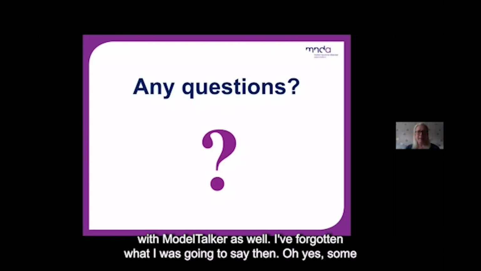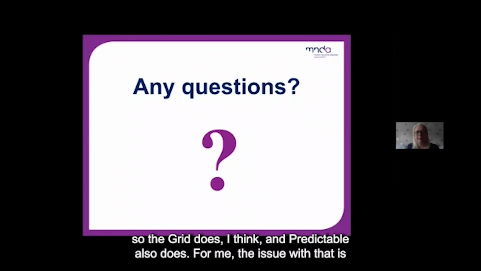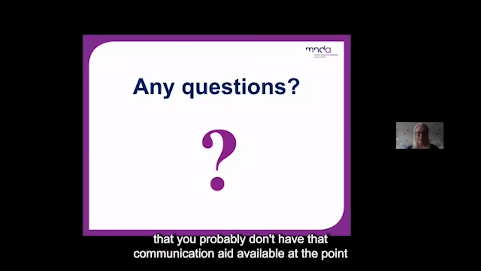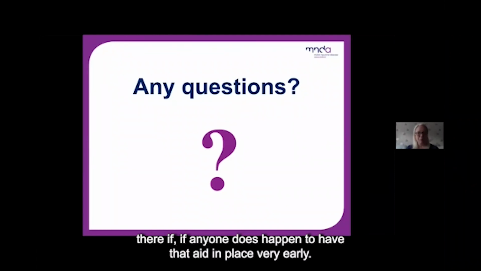Oh yes, some of the communication aids also have message banking functions built into them. So the Grid does, I think, and Predictable also does. For me, the issue with that is that you probably don't have that communication aid available at the point at which you want to be recording the message banking, but that function is there if anyone does happen to have that aid in place very early.